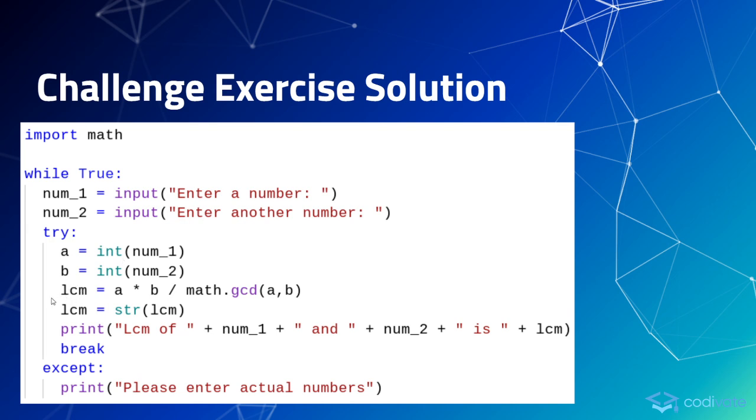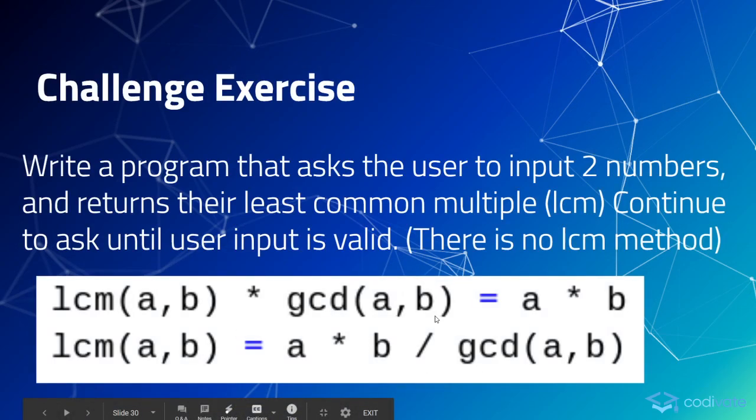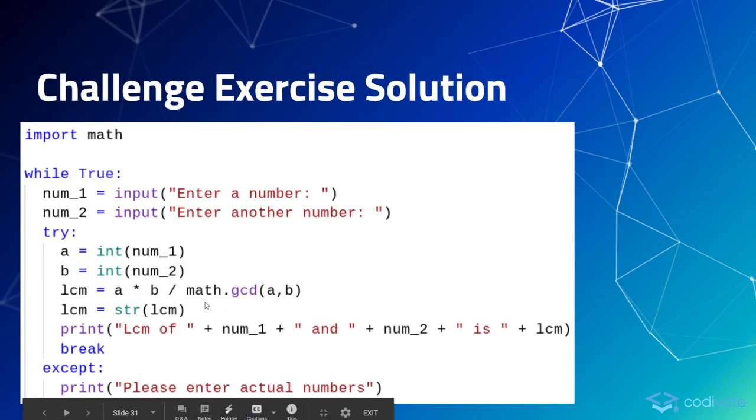Now we make a variable called LCM, and we assign it this formula that we did here: a times b divided by math.gcd(a, b). Remember, for the method, we need to use the name of the module, dot, and then the method name. Once we have that, we're going to cast LCM as a string so we can print it out nicely.